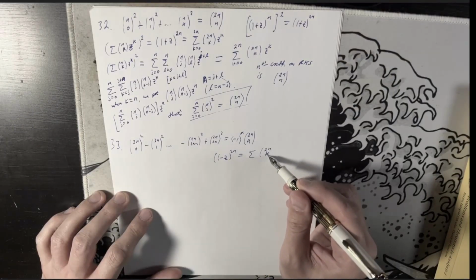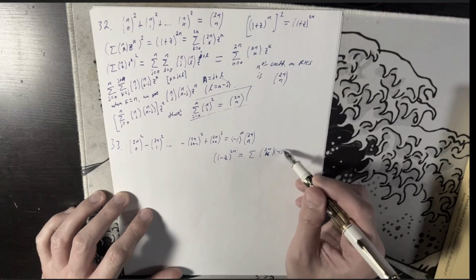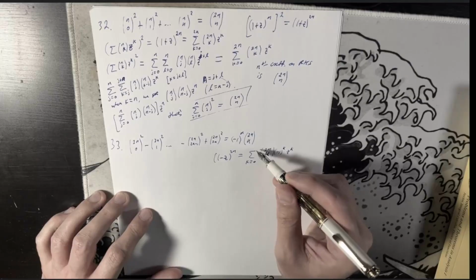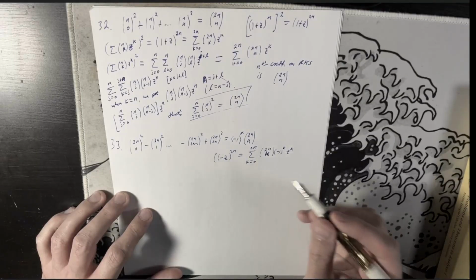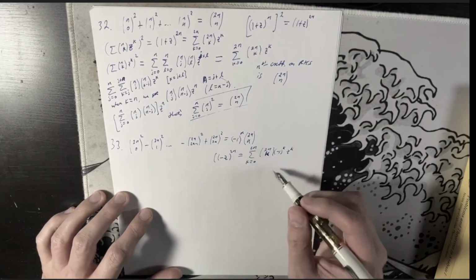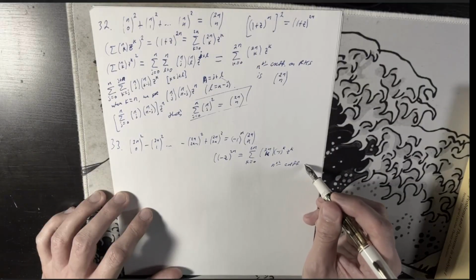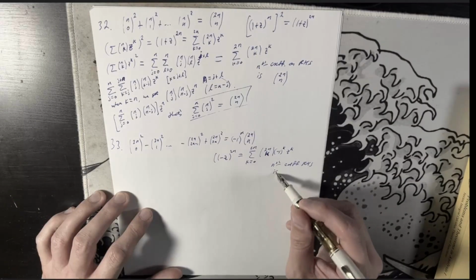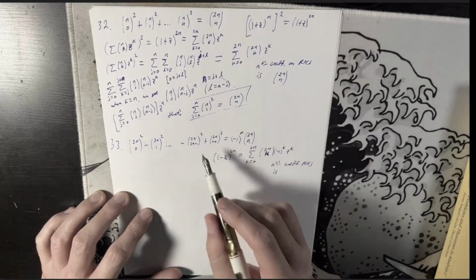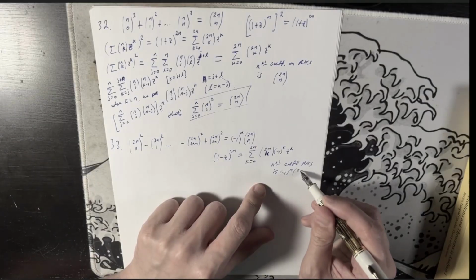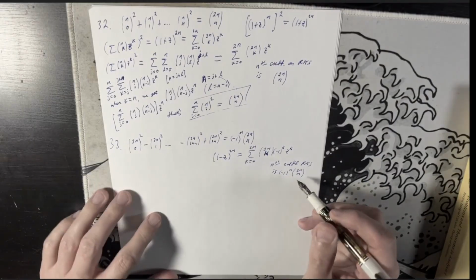Oops, let's put a k here. Negative 1 to the k, z to the k, right? To 2n. So if you look at the nth coefficient of the right-hand side, that's this. Negative 1 to the n, 2n choose n instead.